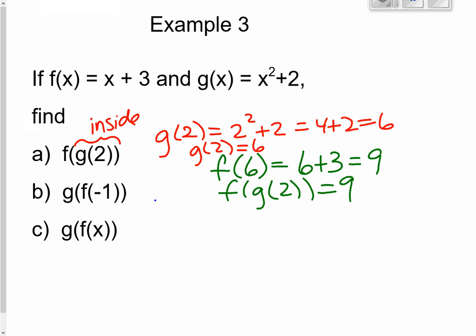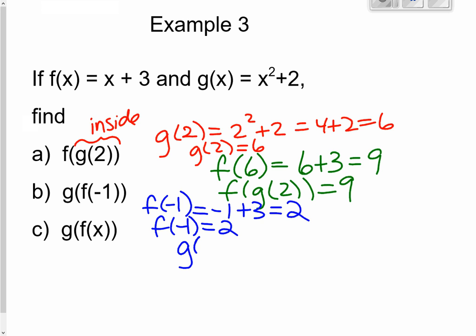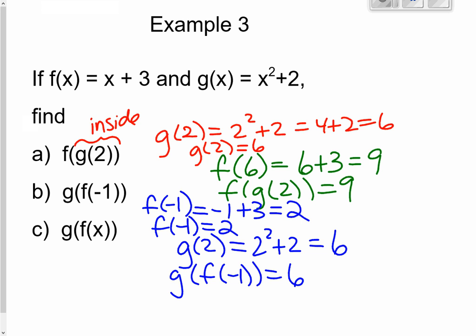All right, so I would start, again, on the inside. I'm going to start with finding f of negative 1. That's negative 1 plus 3, which is equal to 2. So I know that f of negative 1 is equal to 2. That means I can replace f of negative 1 with a 2, which means I'm only looking to find g of 2, which we already found earlier, 2 squared plus 2, which is 6. So g of f of negative 1 is equal to 6.